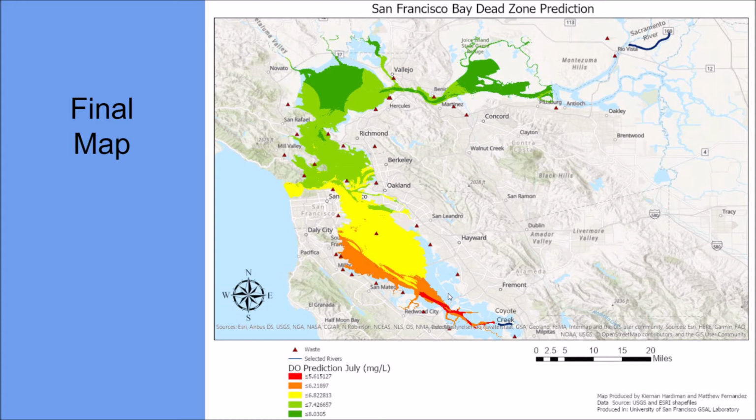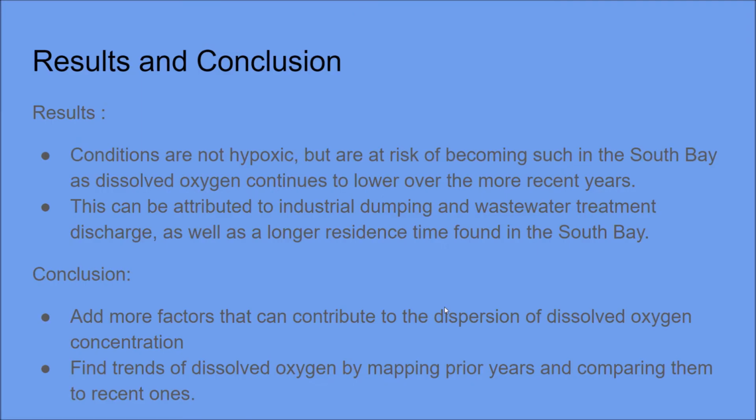On top of this, the large amounts of wastewater treatment plants found in the South Bay and along the piers of San Francisco would contribute to a lot of dumping, which could affect the concentration of dissolved oxygen, as explained in Cloern's findings. If we were to perform this project again, we would produce maps from prior years and compare them to more recent years and observe potential trends over time.